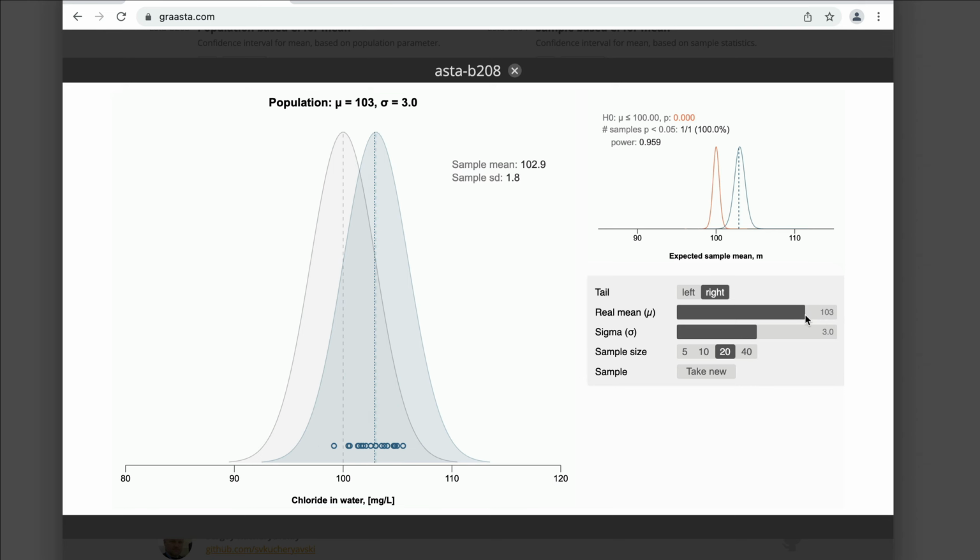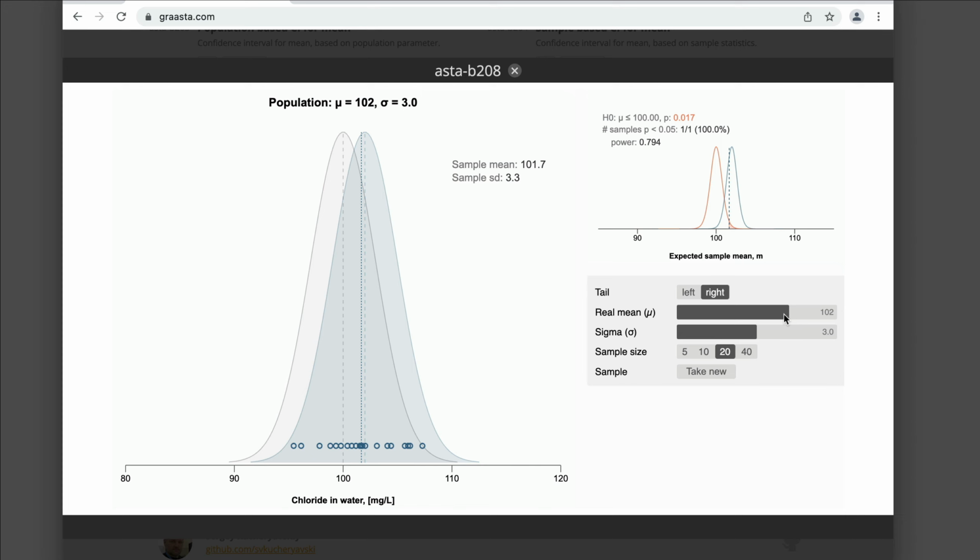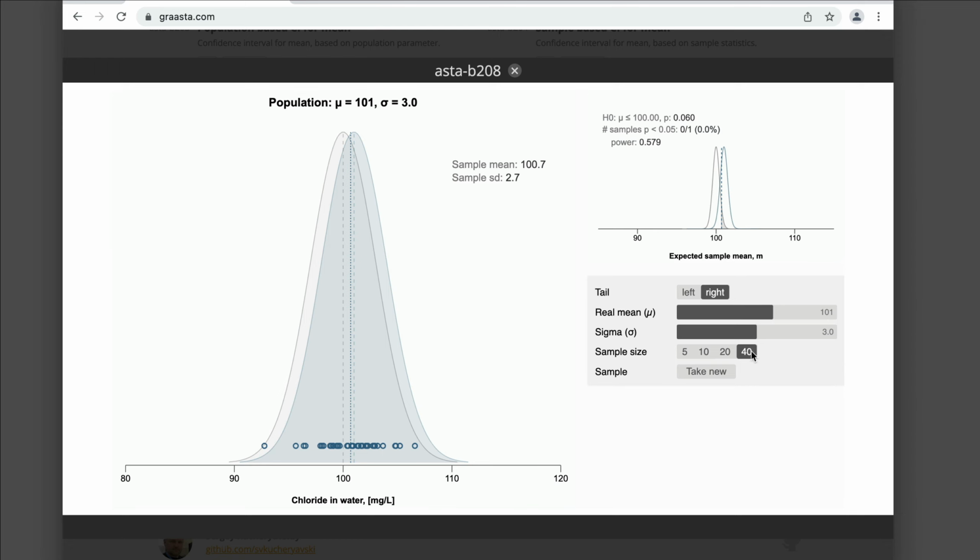The second important thing is the effect size. If, for example, the reality is not that far from your null hypothesis, you can see that the power is getting smaller, right? So if you want to distinguish between 101 milligrams per liter and 100 milligrams per liter, which is our null hypothesis, you need an even bigger sample size if you want to have a bigger power. For example, if the sample size is 40, say 40 glasses of water, your power will be approximately 58%. So the chance to reject the null hypothesis will be approximately 58%. The idea is the following: the smaller the effect you want to distinguish, the larger the sample size you need.